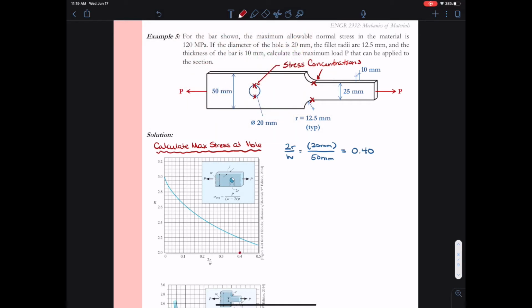To use the plot, we enter on the x-axis at 0.40. We come up vertically until we meet the curve. Then we proceed from the curve to the y-axis, and this will give us our value for k. In this case, k is 2.18.